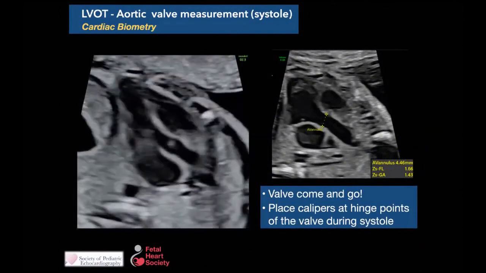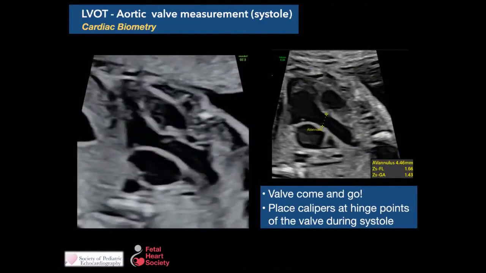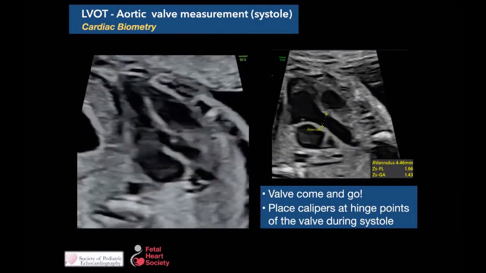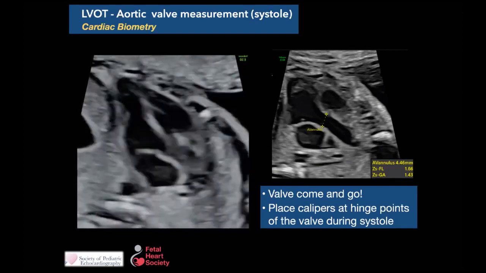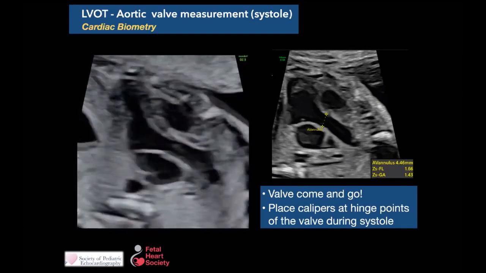And so when assessing aortic valve measurements, we measure this in systole. So again, paying attention to valves. Remember, valves come and go, and they open and close in systole and diastole. You want to place your calipers at the hinge points of the valve during systole.